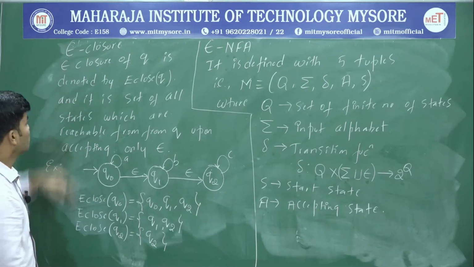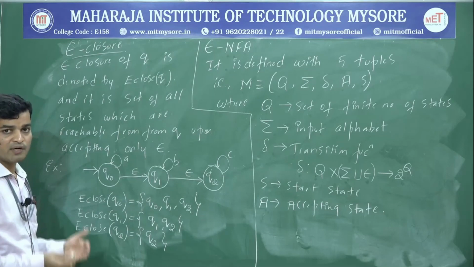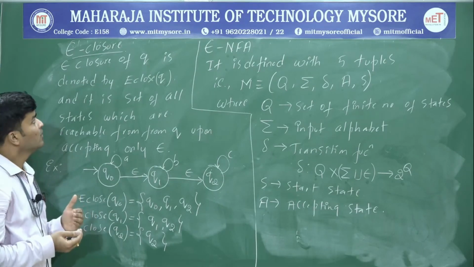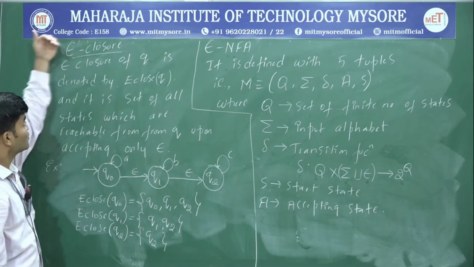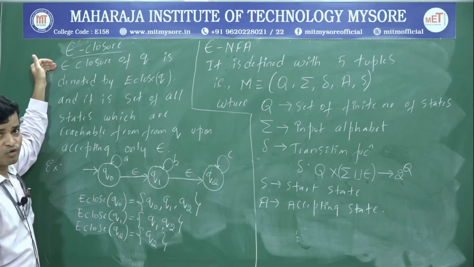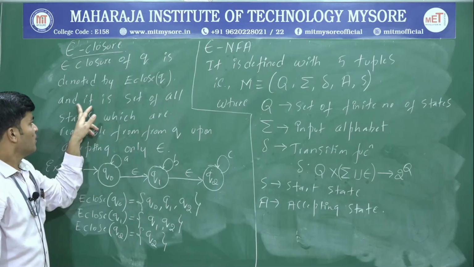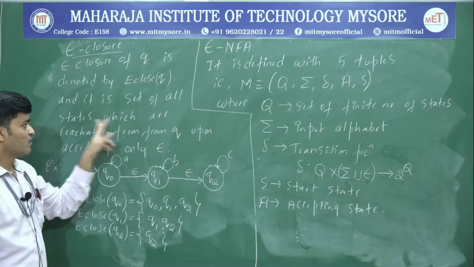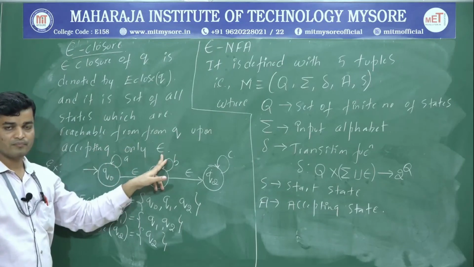So while converting epsilon NFA to a DFA, we will use one property, and that property is called epsilon closure. What is that epsilon closure? Epsilon closure of q is denoted by E closure of q. It is the set of all states which are reachable from q upon accepting only epsilon.